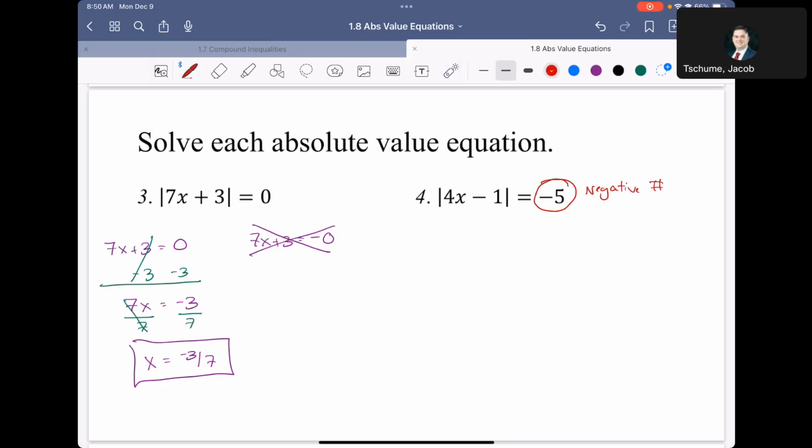You can take the absolute value and you can get a positive number. You can take the absolute value and you can get 0, but you're never ever going to get a negative answer. So you don't need to do any work on this problem. In this case, there is no way you can solve this. So I know immediately that your answer is no solution. All because the right-hand side was a negative when the absolute value was by itself on one side of the equation.